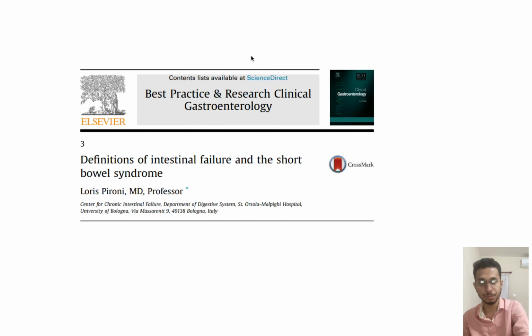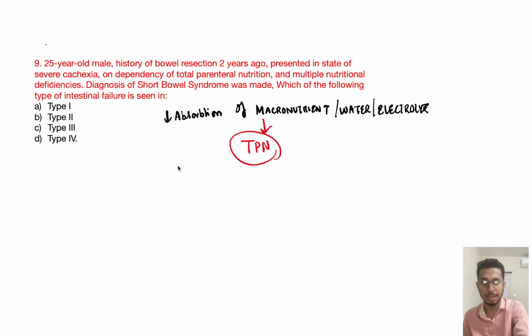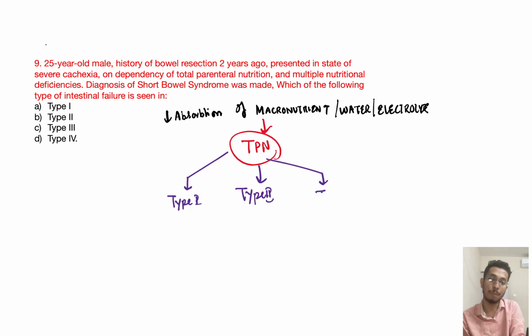Now, this is given in the ESPEN classification mentioned in the Best Practice and Research Clinical Gastroenterology textbook. So, definition of intestinal failure and the short bowel syndrome. These are mainly three types. These are three definitions: functional, pathophysiological as well as clinical. Functional, and main part is that functional will be decrease in absorption of macronutrient as well as water and electrolyte, which requires total parenteral nutrition supplement to the patient. Now, this functional is divided into type 1, type 2 and type 3. All right.